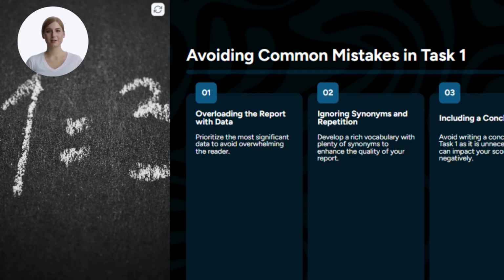Ignoring synonyms and repetition. Mistake. Repeating the same words or phrases can make your report monotonous and less engaging. Solution. Develop a rich vocabulary with plenty of synonyms. For example, instead of repeatedly using increase, switch to rise, climb, or grow.